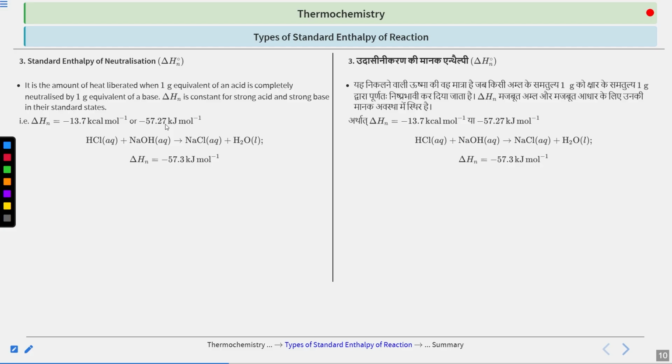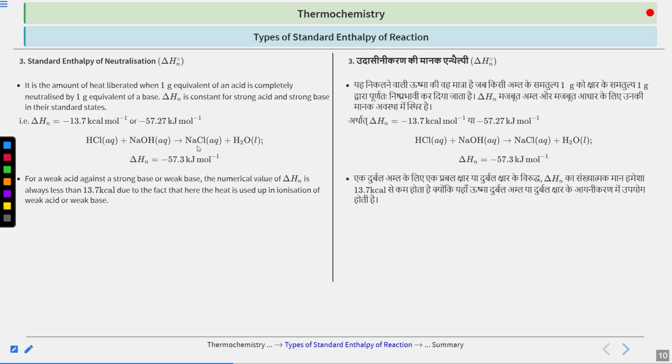Next, this is an example here. So how can we know it? See, this will break into ions. If you cancel out this ion, this anion, then what will you simply get? You will simply get the formation of water, which is always fixed and is equal to minus 57.3 kilojoule per mole. Clear to all of you?